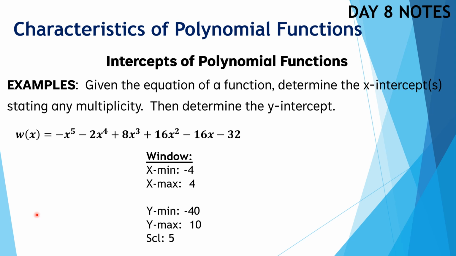So w of x is -x to the 5th minus 2x to the 4th plus 8x cubed plus 16x squared minus 16x minus 32. Wow, that is a big one. So this one can have, remember that fundamental theorem of algebra, we can have up to 5 different roots, 5 different places it crosses the x-axis.